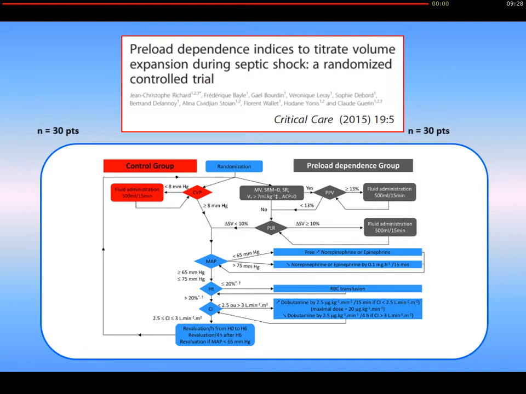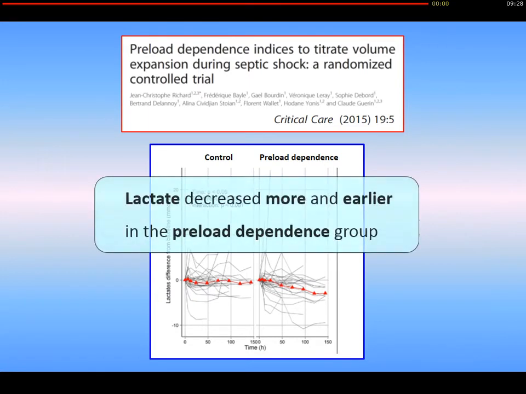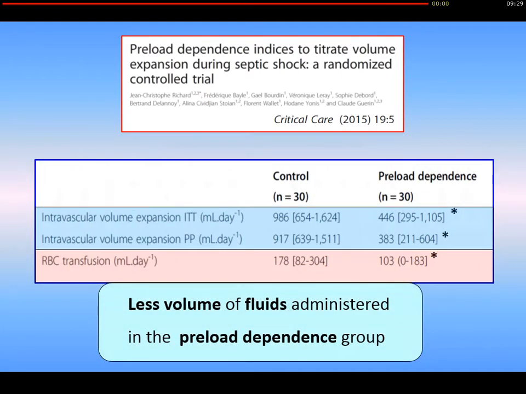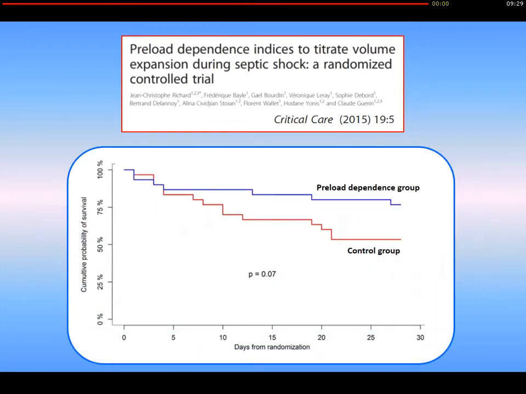They compared two strategies, one using the CVP and one using the dynamic parameters like PPV or PLR, and they found that lactate decreased more and earlier in the preload dependence group. Also, less volume of fluids was given in the preload dependence group compared to CVP, and also the mortality was almost different. The p-value was 0.07, probably because of the lack of power. They included only 60 patients.